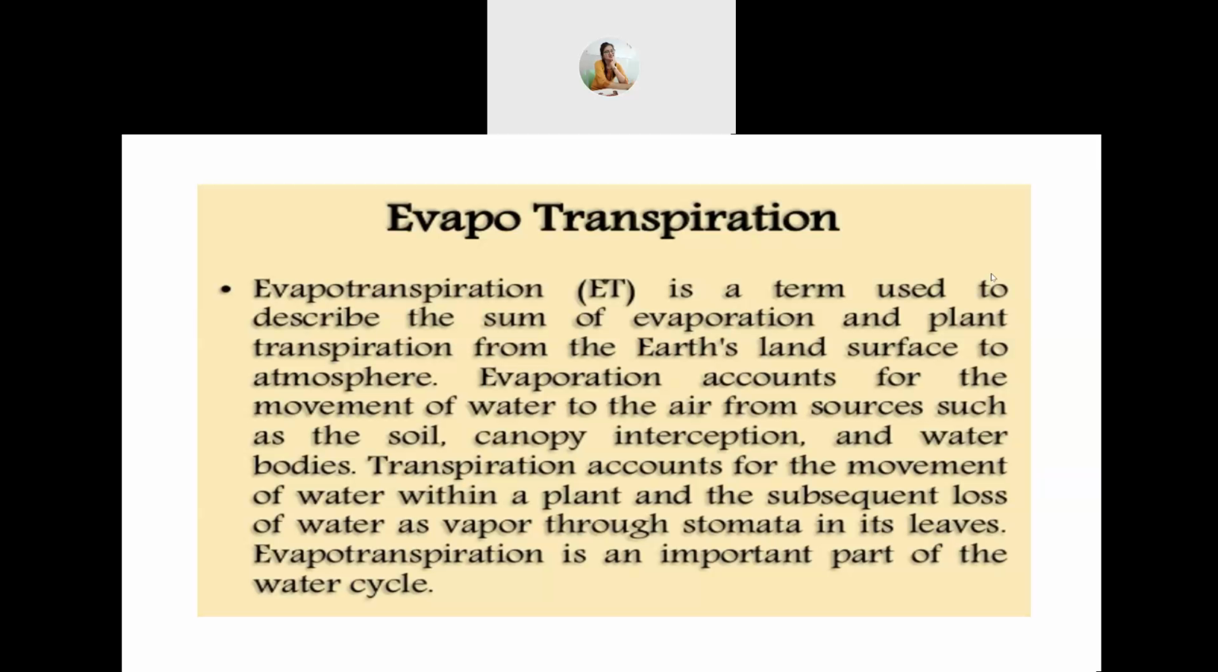So what is evapotranspiration? We should know what is evapotranspiration before proceeding with this topic. Evapotranspiration, abbreviated as ET, is a term which is used to describe the sum of evaporation and plant transpiration from the Earth's land surface to the atmosphere. Evaporation accounts for the movement of water to the air from sources such as the soil, canopy interception, and water bodies. Transpiration accounts for the movement of water within a plant and the subsequent loss of water as vapor through stomata in its leaves. Evapotranspiration is an important part of the water cycle.